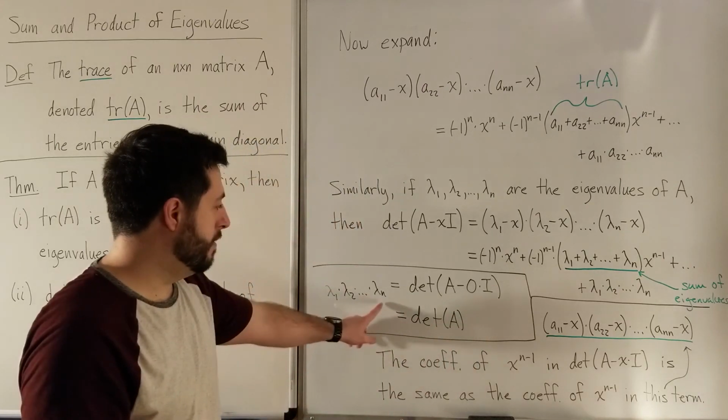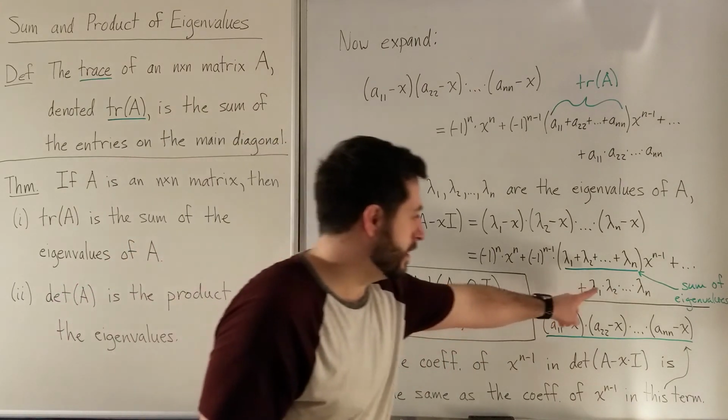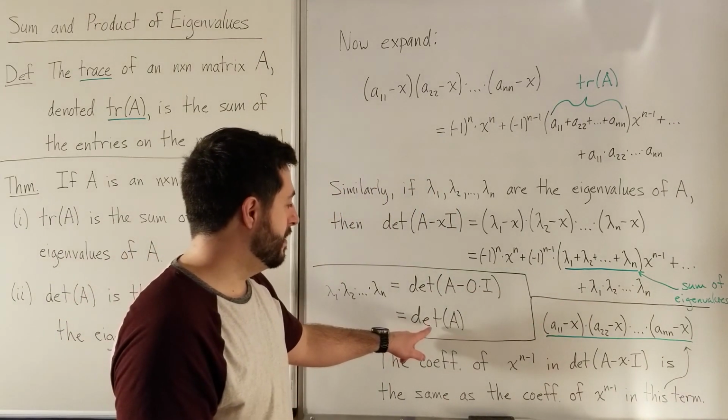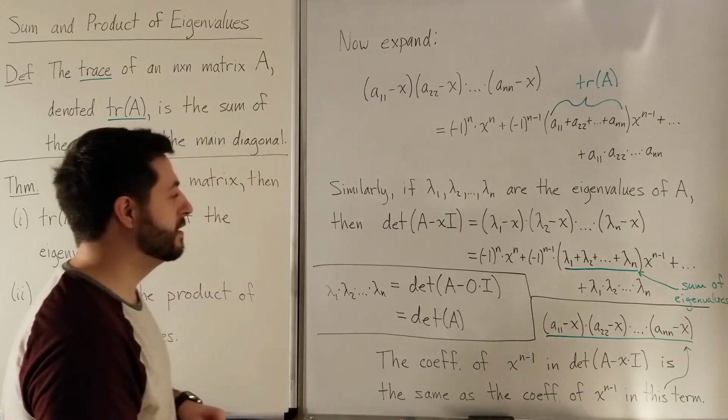So the product of the eigenvalues, the constant term in the characteristic polynomial, is always just the determinant of the matrix.